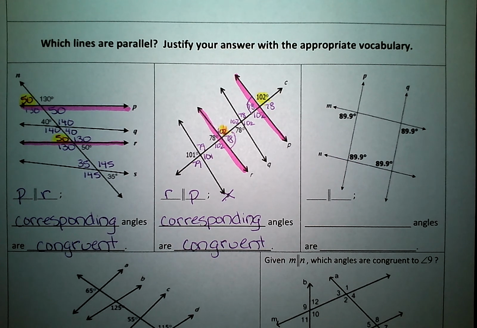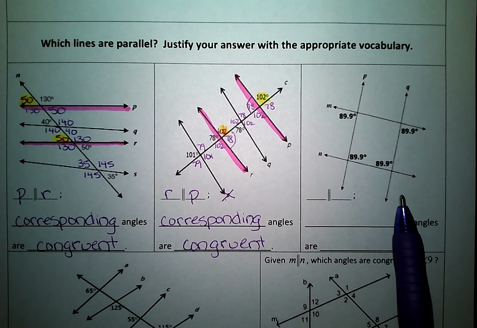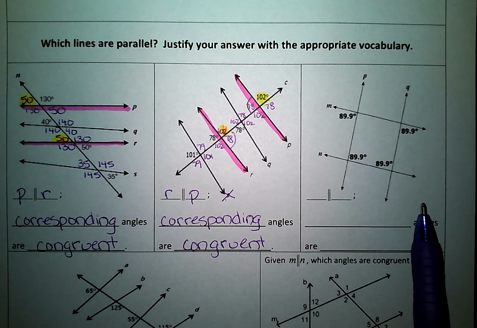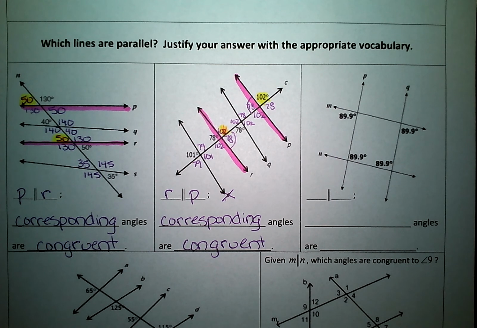This next example really is set up to confuse you. I see a lot of 89.9 degree angles everywhere. So first thing I'm going to do is write in all the vertical angles.